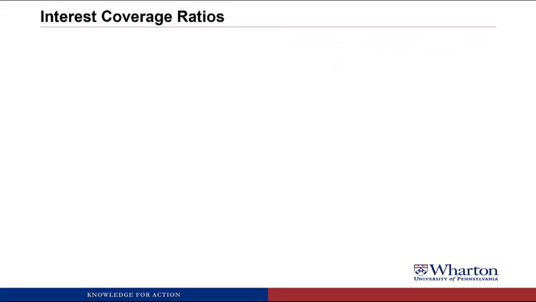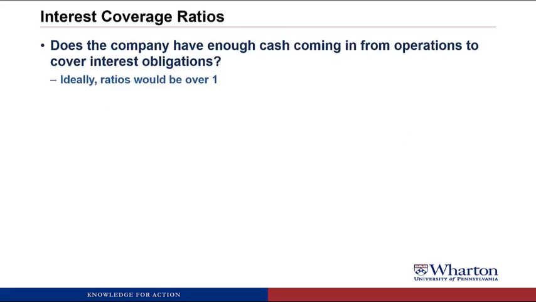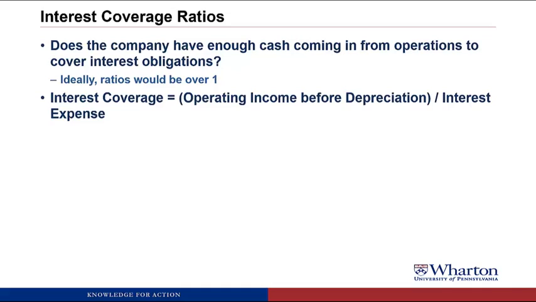Next, we're going to look at the interest coverage ratios. Here the question is, does the company have enough cash coming in from operations to cover its interest obligations? And again, ideally, these ratios would all be over 1. The first ratio is the interest coverage ratio, which is operating income before depreciation divided by interest expense. So this is a picture of interest coverage from an accrual accounting perspective.